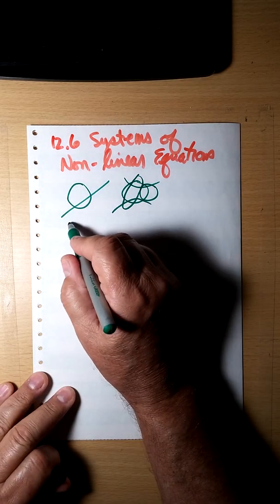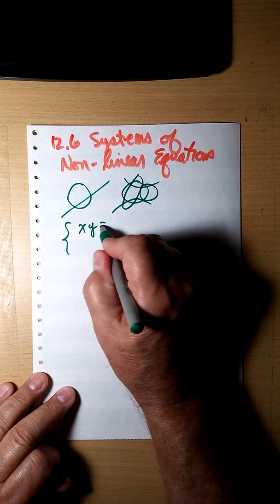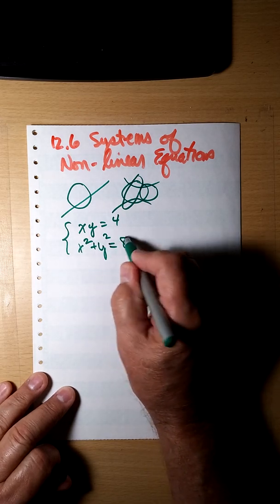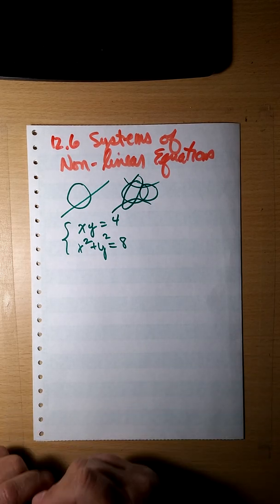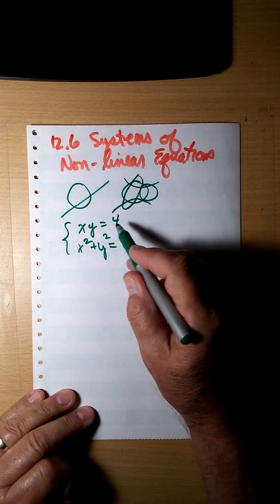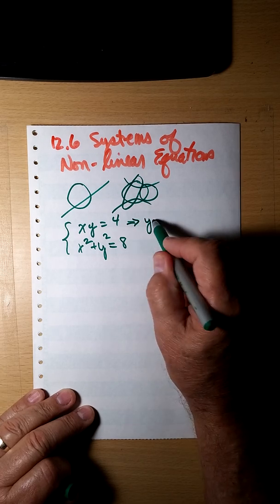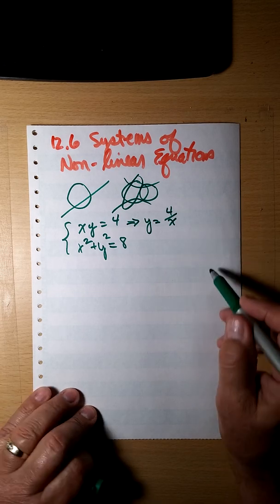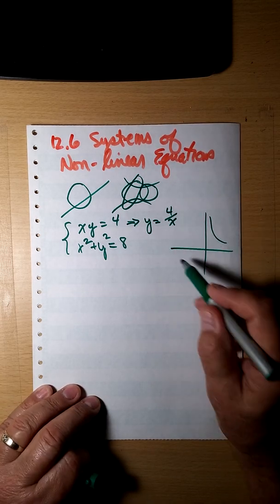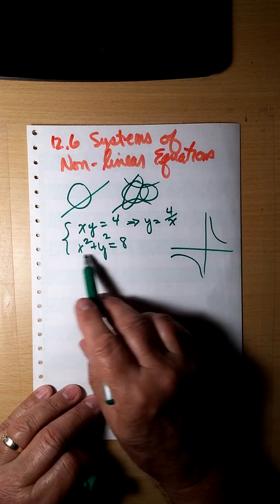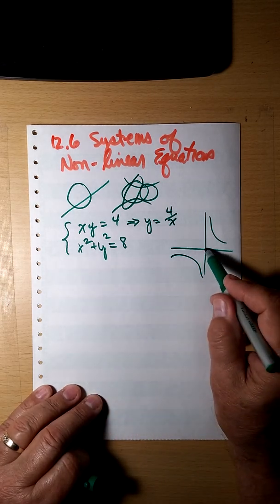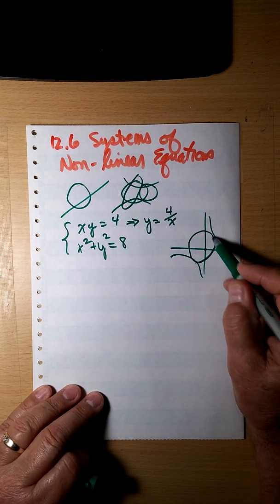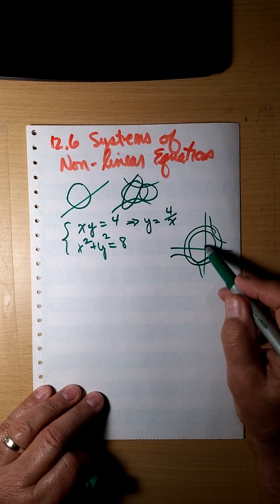As an example, suppose you have xy equals 4 and x squared plus y squared equals 8. Now the first equation is really one of ours that we've used before, y equals 4 over x, if we divide both sides by x. So this is in the first and the third quadrant. The second equation is a circle centered at the origin with a radius of the square root of 8. And I don't know if it does this, or maybe it's got 4 points, or maybe it doesn't hit it at all.